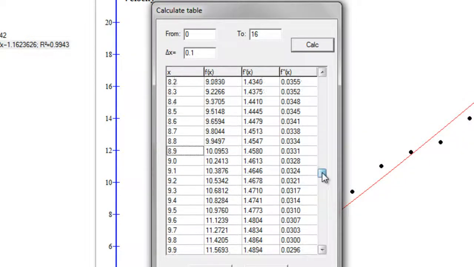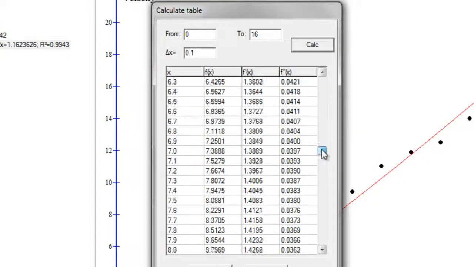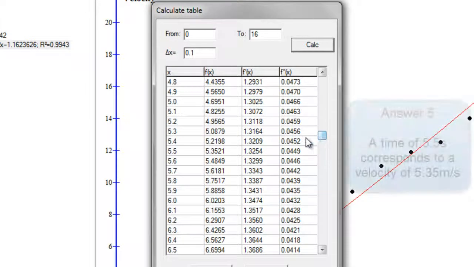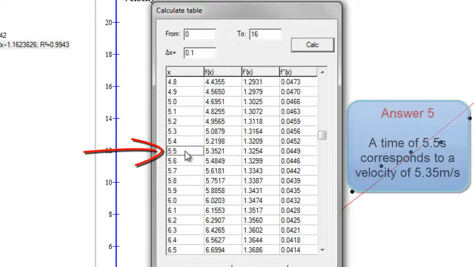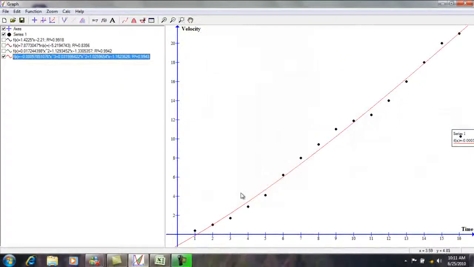Next question is asking us to find the velocity at the time of 5.5 seconds. This is perhaps a bit simpler. And the corresponding value of y here is 5.35 meters per second. And we can close the window.